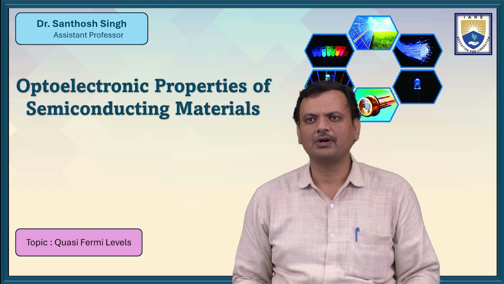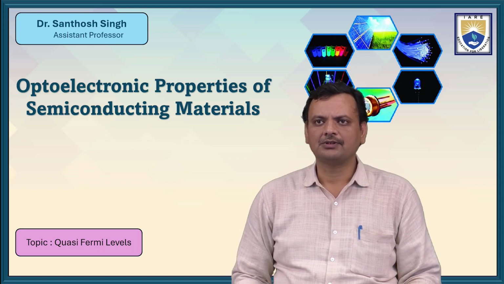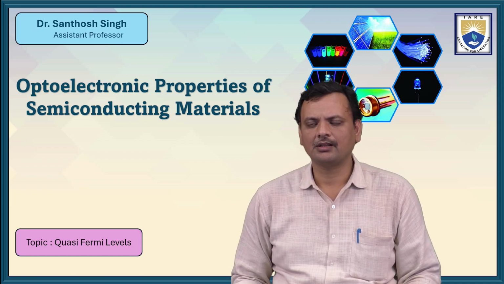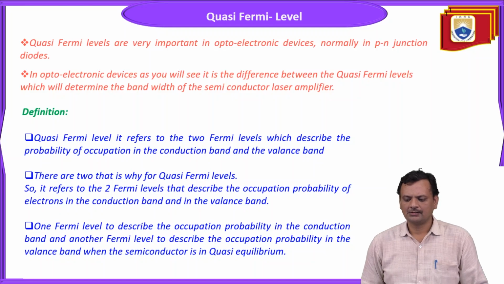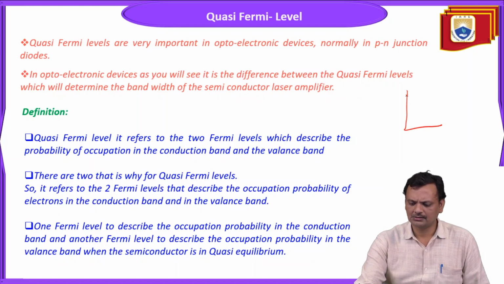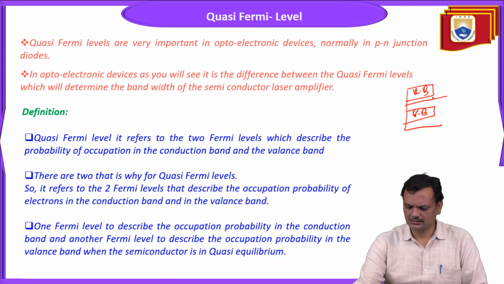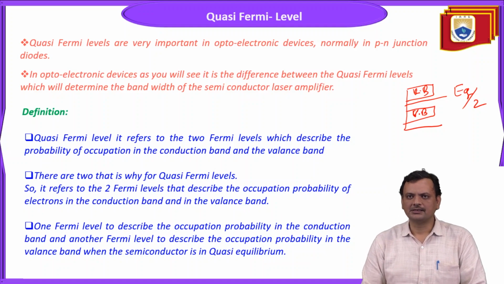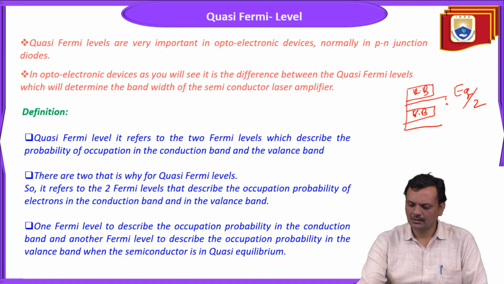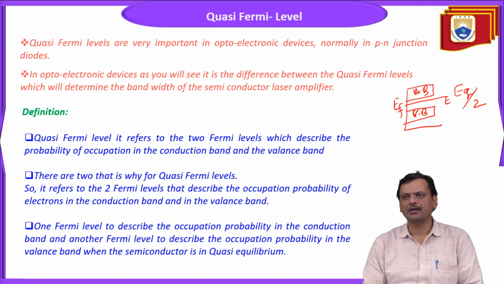Today I am going to discuss quasi Fermi levels. So what is a quasi Fermi level? We are already aware of Fermi levels. Fermi levels naturally occur in between the valence band and conduction band. If your material is an intrinsic semiconductor, it will occur exactly at Eg/2, so this Fermi level EF will occur exactly at the center of the band gap.